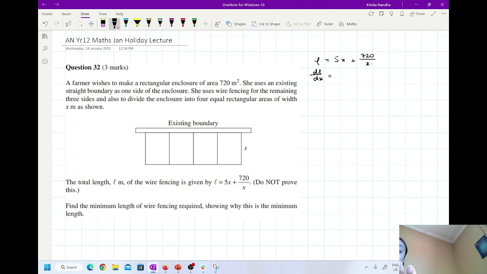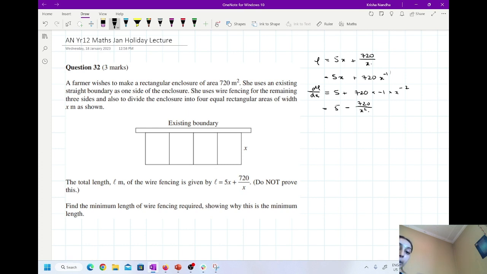Actually, let me first rewrite this to make it a bit easier for differentiation, for those of you that aren't too confident yet. So it's plus 720x to the minus 1, because something on x is the same as x to the minus 1. dL/dx will be equal to 5 plus 720 times, we take the power down, minus 1 times x to the minus 2.